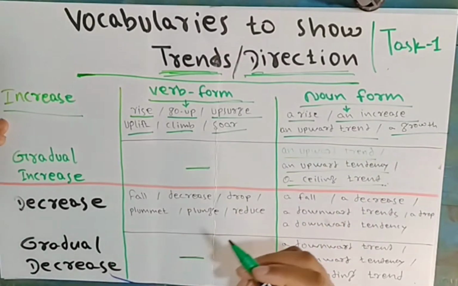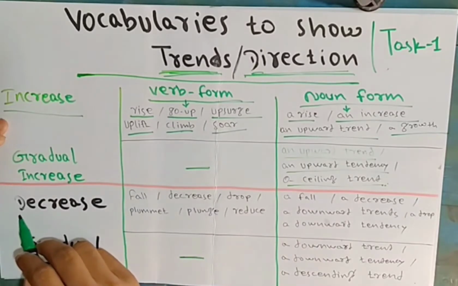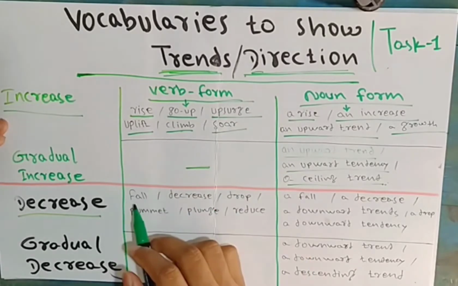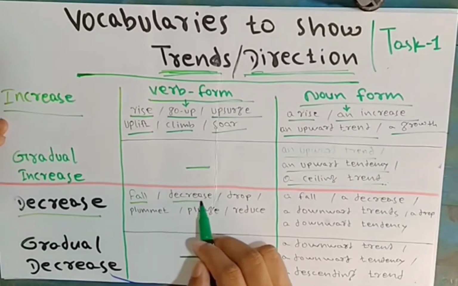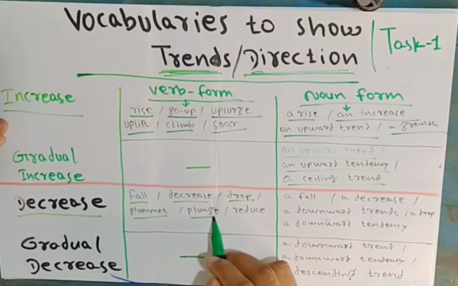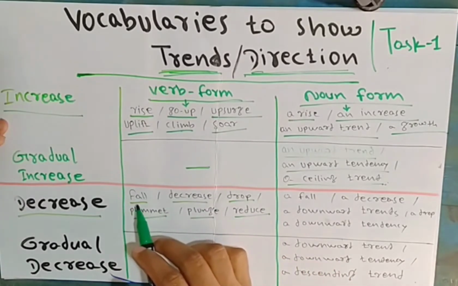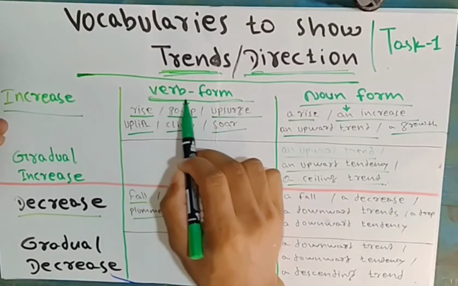On the other side, if you want to show the graph trend is decrease, then you have to use these words for the verb position: fall, decrease, drop, plummet, plunge, reduce, right? So these words are going to help you write in a verb position.